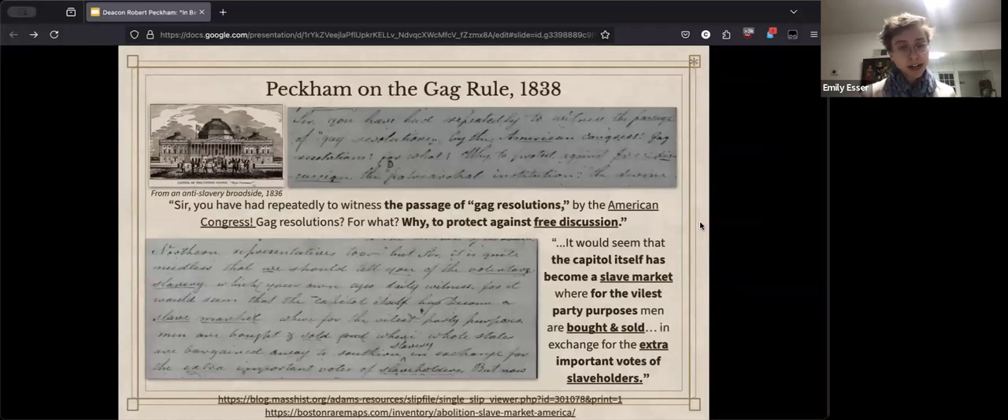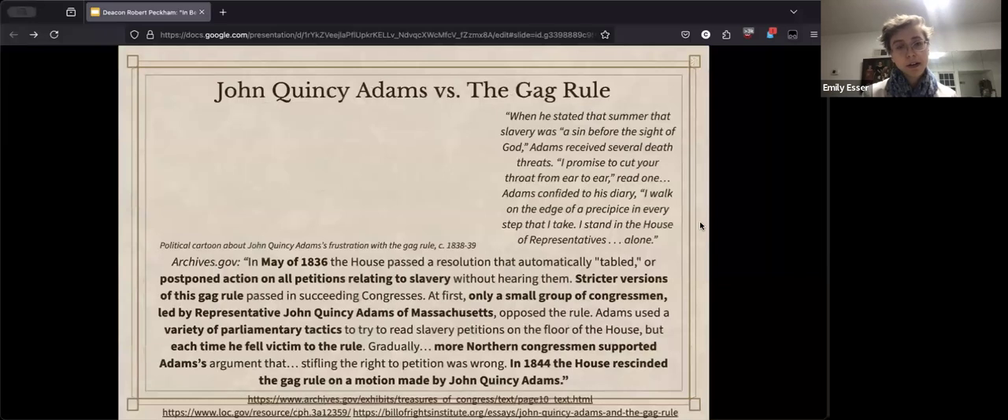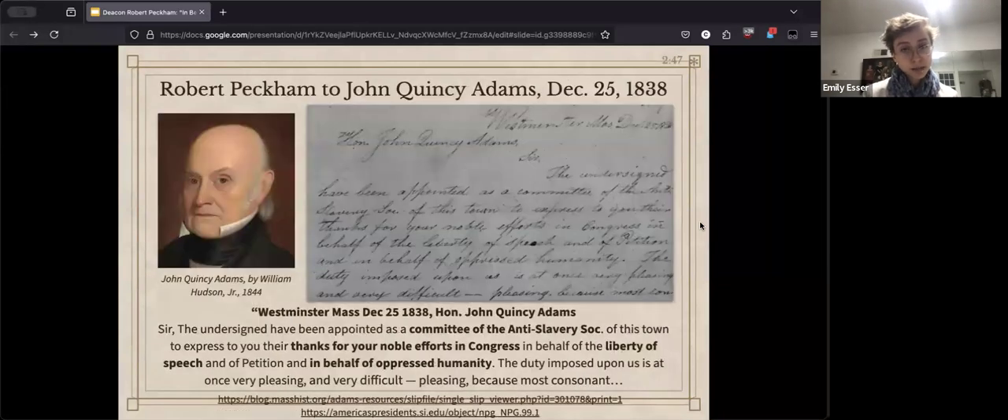He says, to protest against free discussion. He calls out the capital itself, becoming a slave market where for the vilest party purposes, men are bought and sold in exchange for extra important votes. He has some very strong words about this. And this letter is directed to none other than John Quincy Adams.